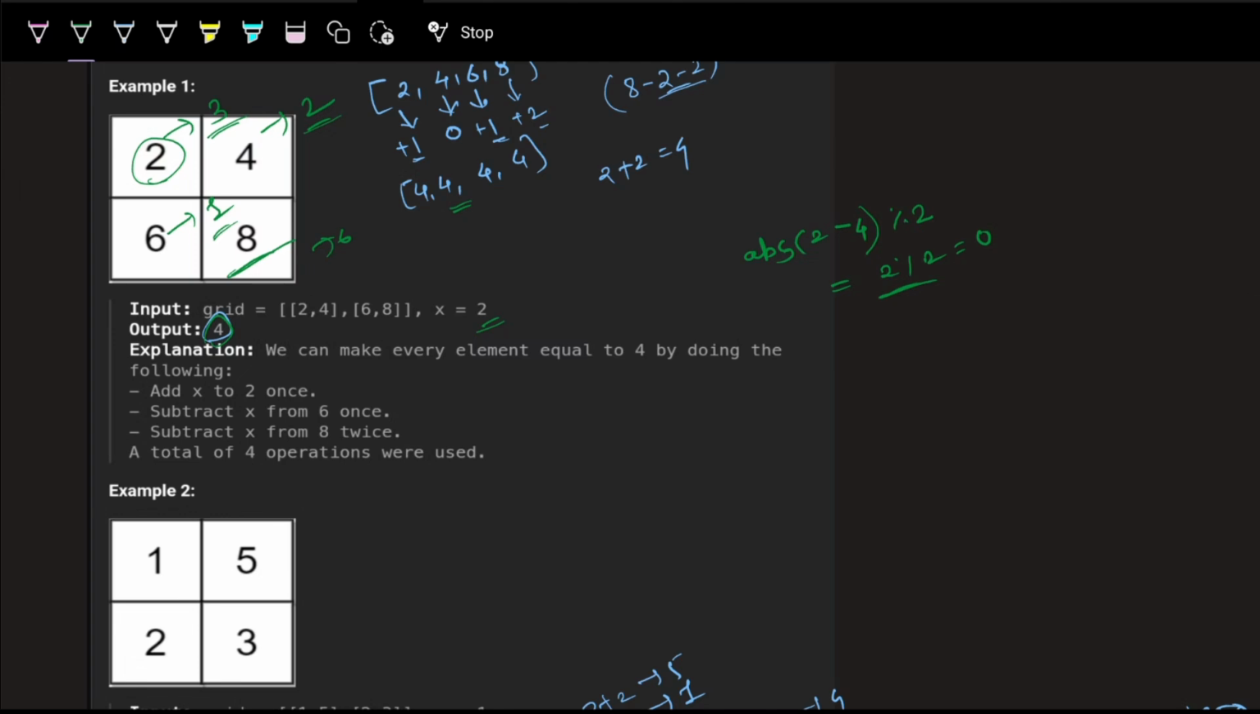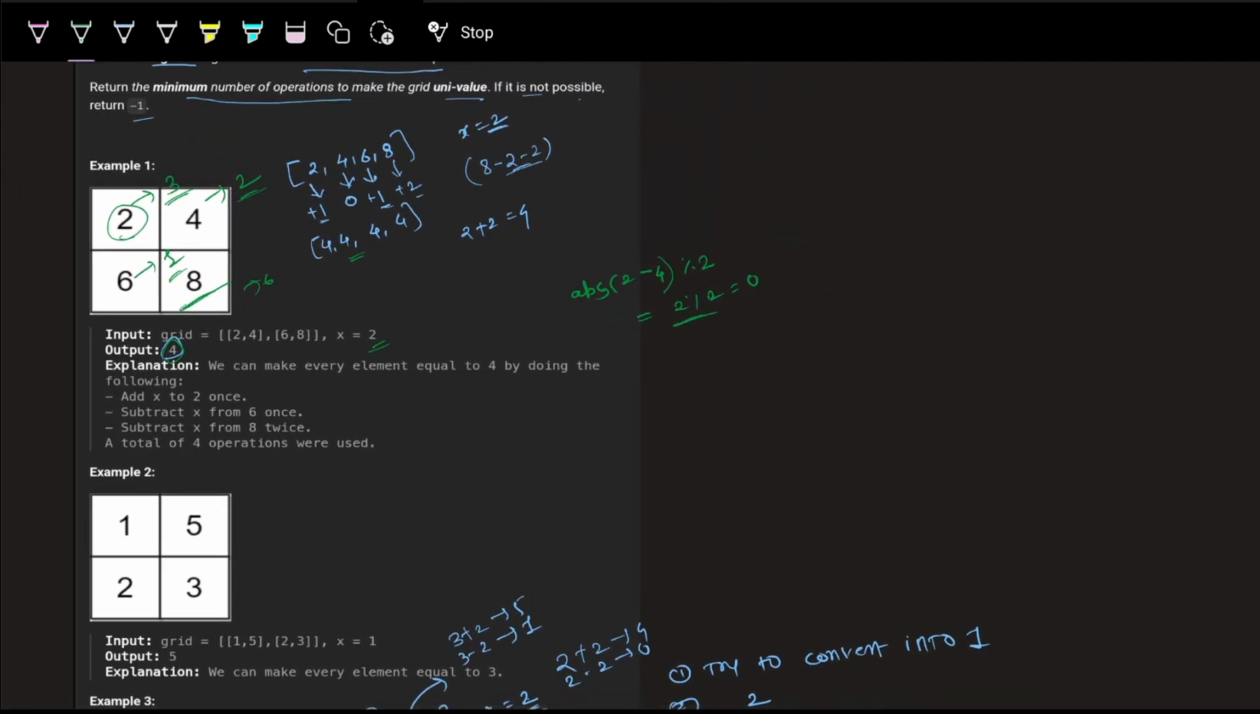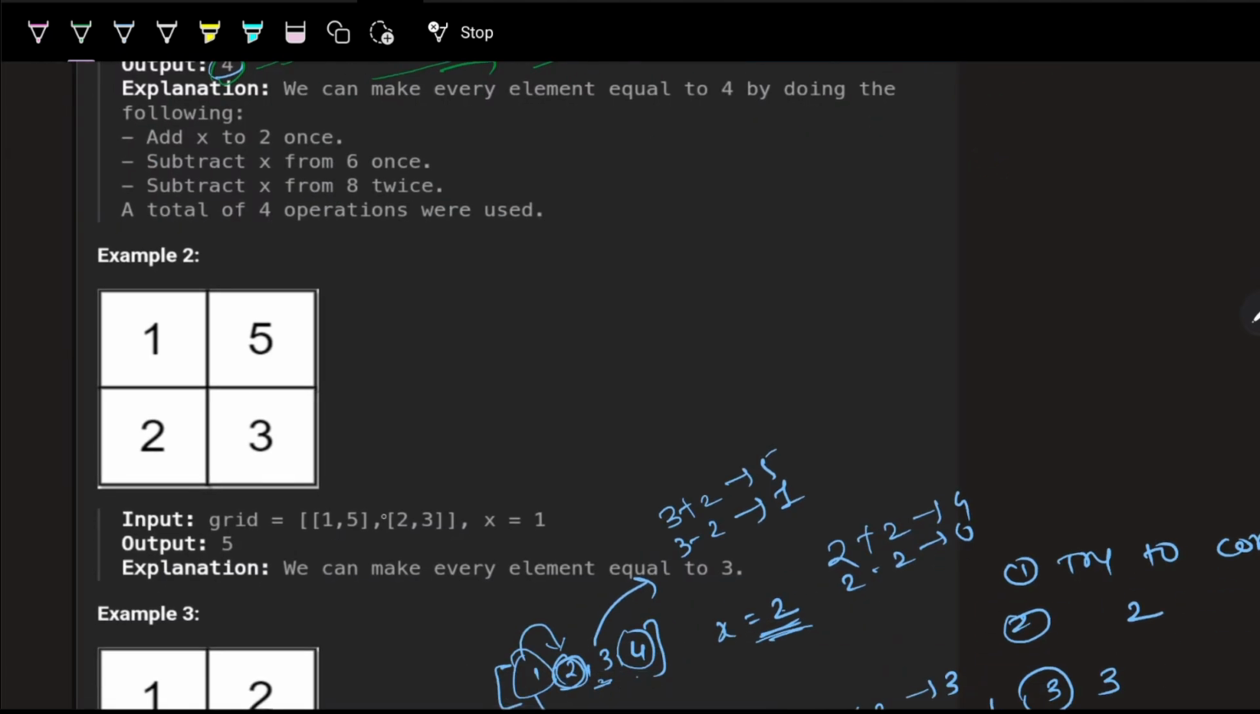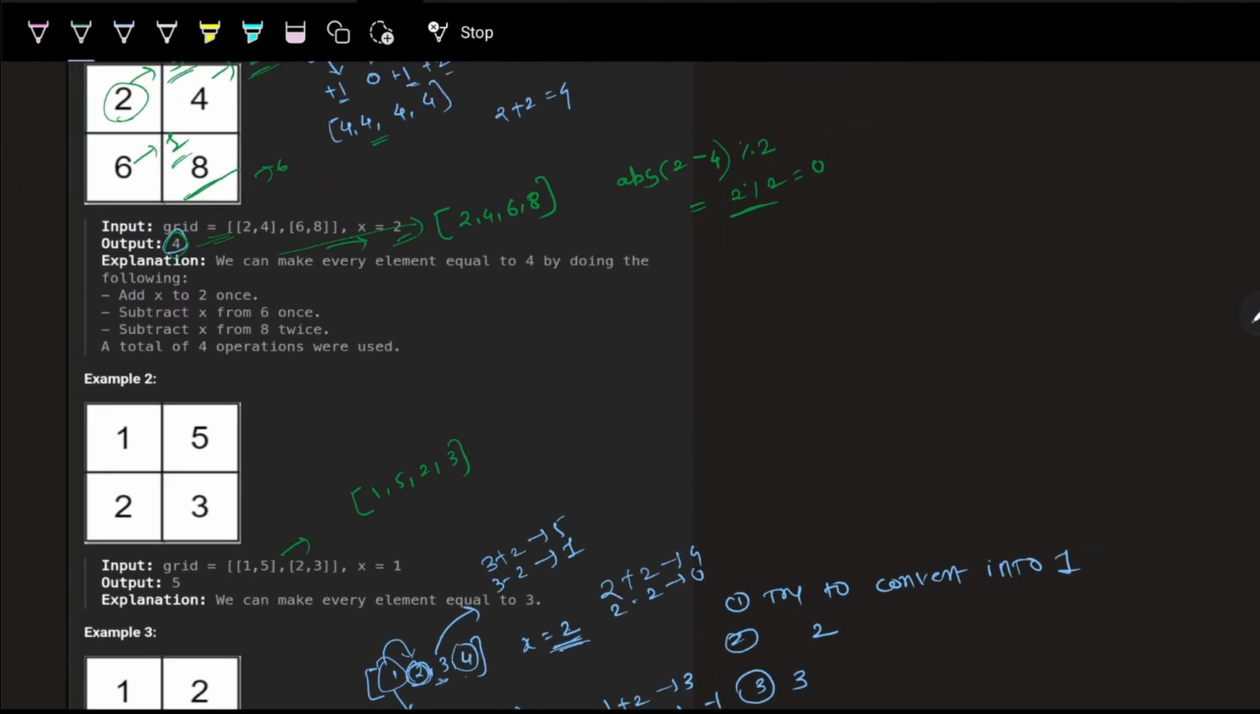So what is the base case to consider the uni value at a particular element? First thing you should keep in mind, this grid is given only for confusion, I would say. There is no point of keeping it as 2D. So I will convert this into a single list, a 1D array. After converting, it becomes something like this. Now in this case it is sorted, but there can be a case where it is not sorted. If you convert this, it will become 1, 5, 2, 3. So what will be the base case? Sort it. After sorting, it becomes 2, 4, 6, 8.